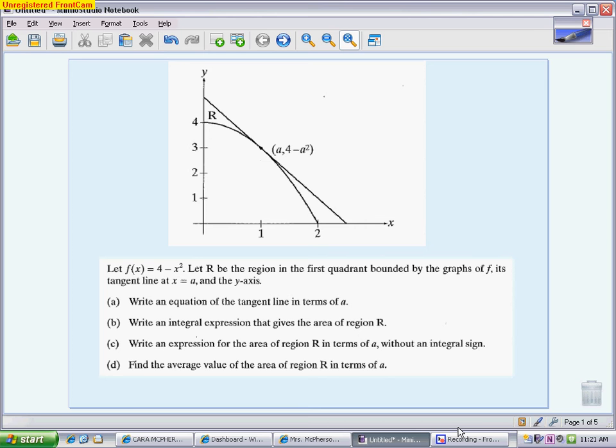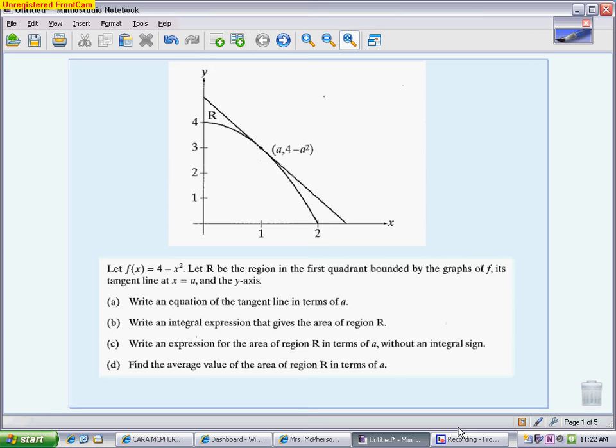Well, they'll use the letter K, or in this case they're going to use the letter A, and ask you to do what you're used to doing, but when it becomes generic, a lot of times it becomes a little more difficult. So for this problem, you're presented with a picture, and underneath the picture they give you a little bit of information. They tell you the function that you're working with is 4 minus x squared, so a parabola, and they have the region R, which is a very small region.